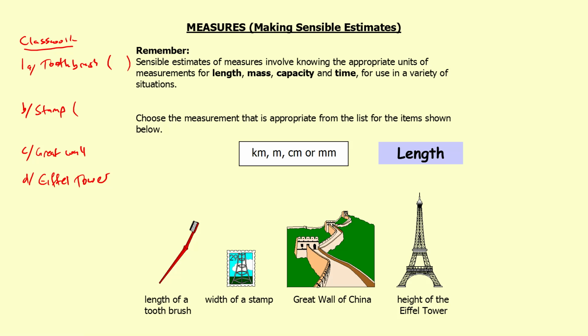Right, well, length of the toothbrush, I hope you wrote centimeters. For a stamp, it's a bit smaller than centimeters, so we should be using millimeters. The Great Wall of China runs a long way, and the longest measurement we've got here are kilometers. And the Eiffel Tower, well, we can measure that. That's in between kilometers and centimeters, and we use meters to measure those.